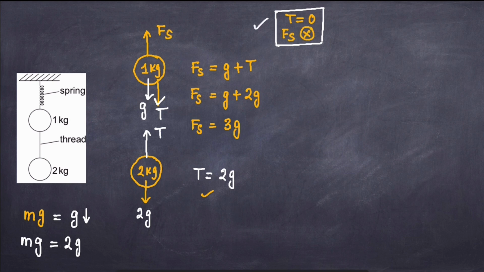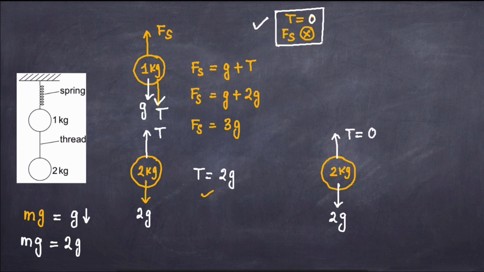Considering these two factors, let us draw the free body diagram of the 2 kg block. This is the 2 kg block. Downward will be the same 2g force acting. But upward, what is happening? See the first condition, tension becoming 0, so the upward tension will be equal to 0.